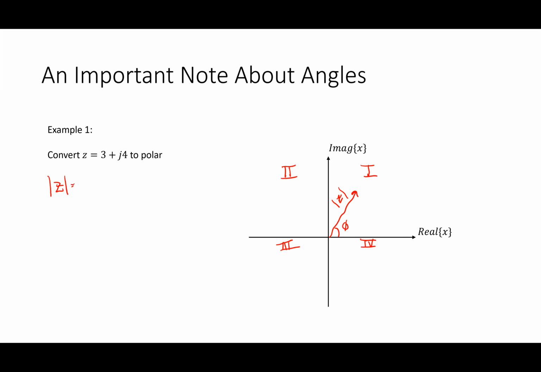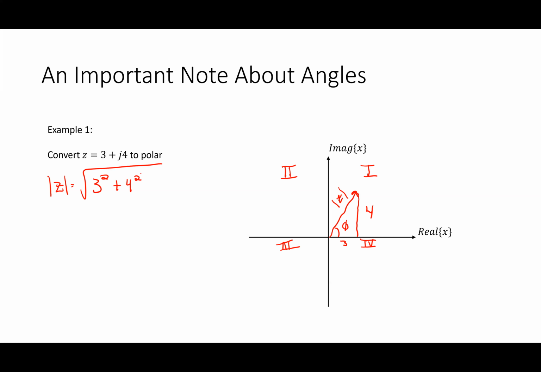Based on everything we've just done, how do I, knowing that this guy is a triangle, where this is 4 and this is 3, figure out, not knowing any formulas, what the magnitude of Z is? Square root of 3 squared plus 4 squared. All right, so I could calculate that with my calculator or in MATLAB.